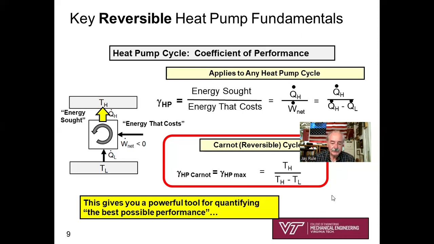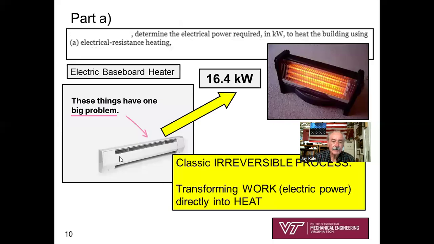Now, this gives you as an engineer a powerful tool for quantifying the best possible performance that a heat pump can have. Otherwise, a claimed coefficient of performance greater than this amount would be impossible. It would be a violation of the second law of thermodynamics. All right, so I've kind of gone on and on about the fundamentals associated with this real world problem.